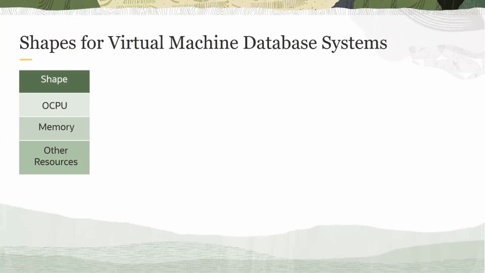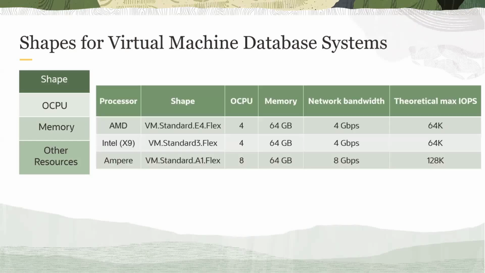Now, an OCPU is the CPU capacity equivalent of one physical core of a processor with hyper-threading enabled. Each OCPU corresponds to two hardware execution threads, known as vCPUs. Here's an example of different shapes and their configurations for different processors. The AMD processor is built for multitasking and multi-threaded applications. Here you see an example of one of the shapes for AMD.